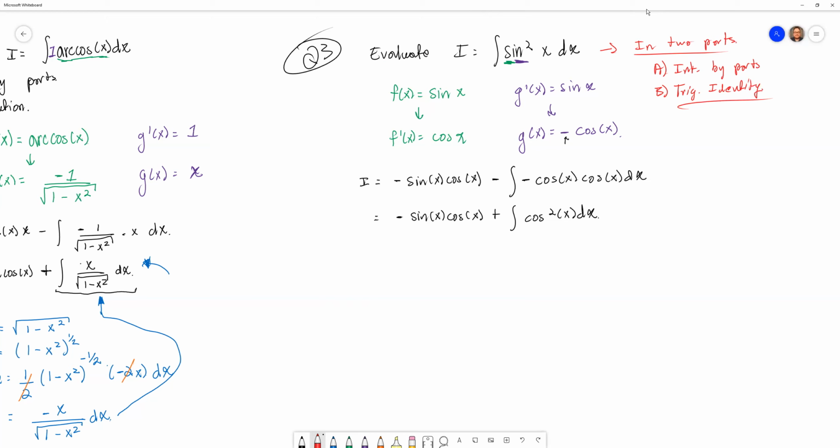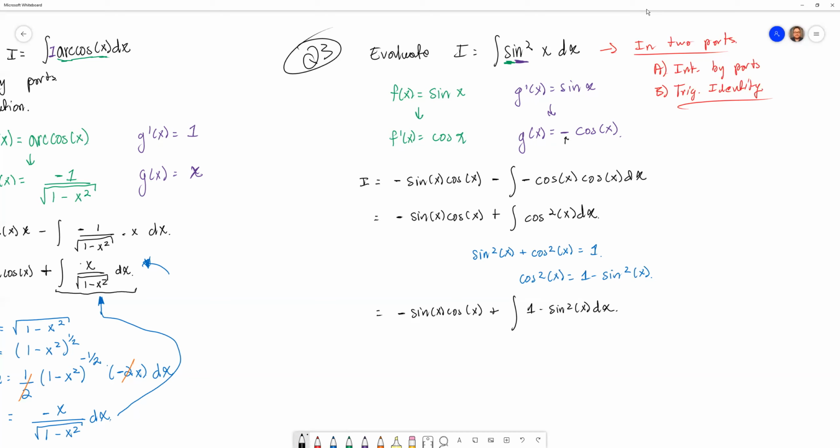So we go ahead and use a trig identity. One of the ones we know is that sine squared x plus cos squared x equals 1. And so we can rearrange this to get cos squared x is equal to 1 minus sine squared x. And so we will use that. So we have minus sine x cos x plus the integral of 1 minus sine squared x dx.